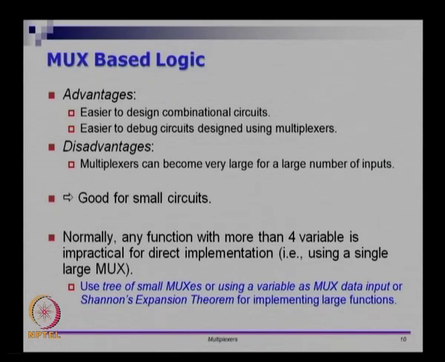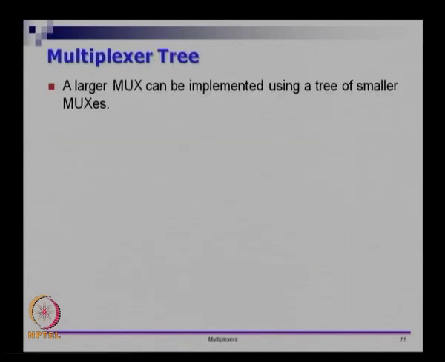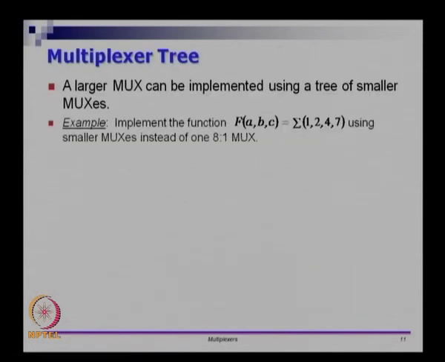Normally if you have a function which has more than 4 variables, then you don't usually use a mux based thing. You can't use a single multiplexer for this, you can use a combination of multiplexers, but a single multiplexer becomes prohibitively expensive the moment the number of inputs goes to more than 4. So what you typically do is you use what is called a multiplexer tree. A multiplexer tree is one in which you have smaller muxes instead of the larger mux.